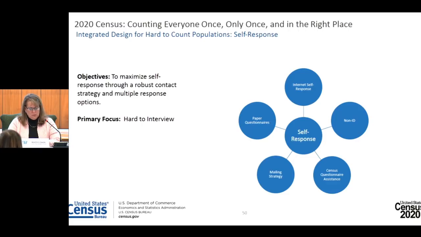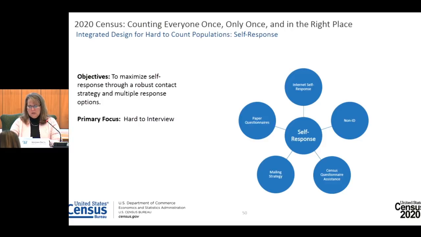The objective of self-response is to maximize self-response through a robust contact strategy and multiple response options. From a hard-to-count framework perspective, our primary focus is on the hard-to-interview. There are multiple components to self-response, enabling people to respond via multiple modes: internet, paper, or telephone via census questionnaire assistance, and allowing people to respond on devices such as a home computer, laptop, tablet, or smartphone.